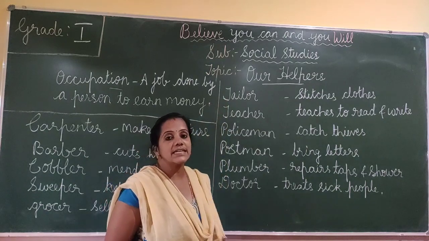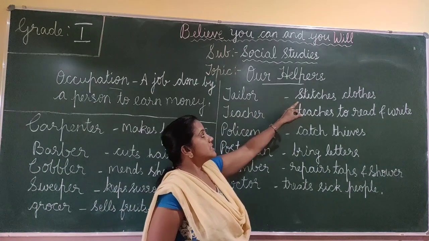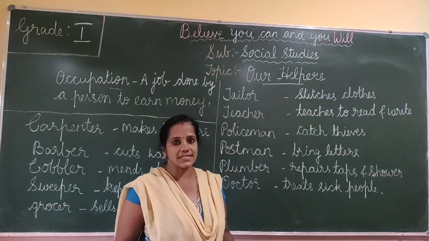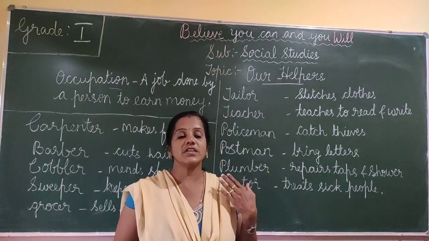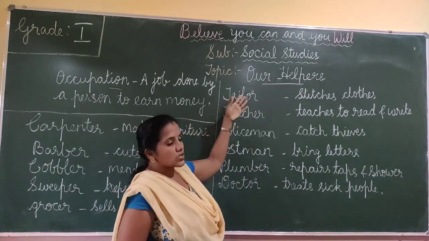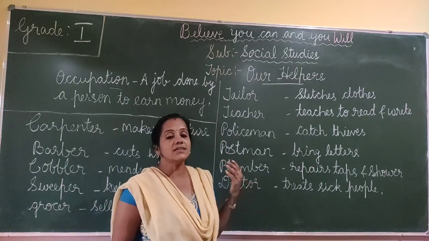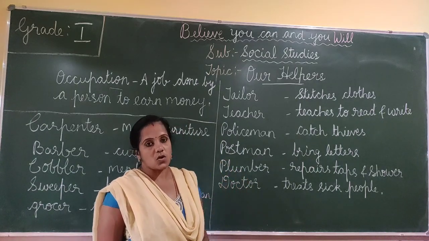How does a tailor help us? A tailor stitches clothes for us. We purchase the cloth from a shop, and then who do we go to and give it to? Our tailor stitches the clothes. Our clothes are stitched by the tailor. So the tailor helps us by stitching the clothes.